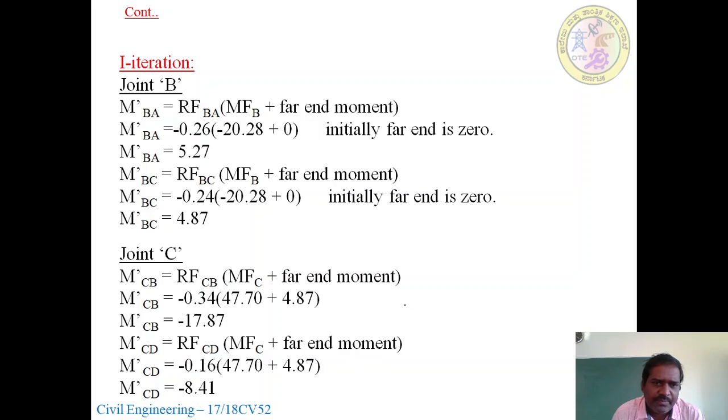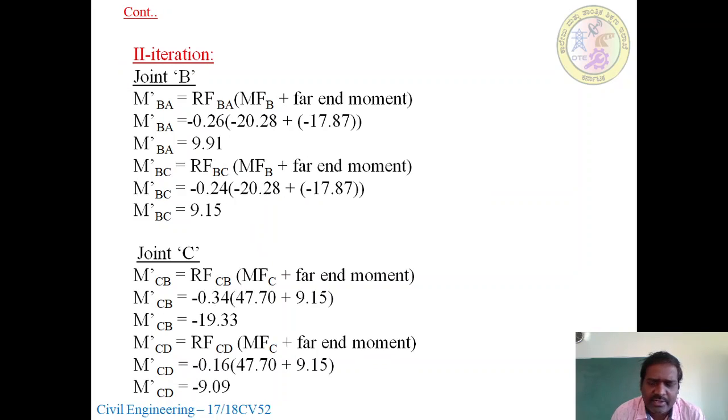In the joint C, 4.87. See here, this will be the far end moment. 4.87 will be the far end moment. So you will get minus 17.87 and you will get minus 8.41. The first iteration will be completed.